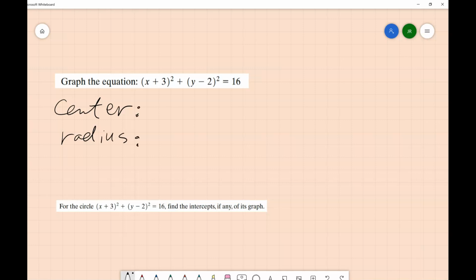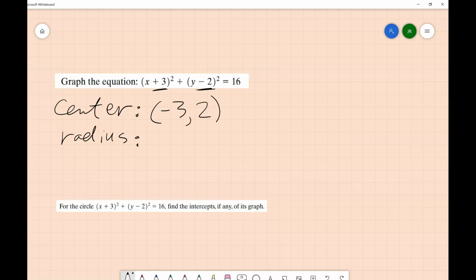Well, the center is really easy to find. What is the center? Again, remember, if positive 3 is in the equation, the actual coordinate of the center is going to be the opposite of that. So it's going to be negative 3. And since negative 2 is in this equation, positive 2 is going to be the y-coordinate of that center.